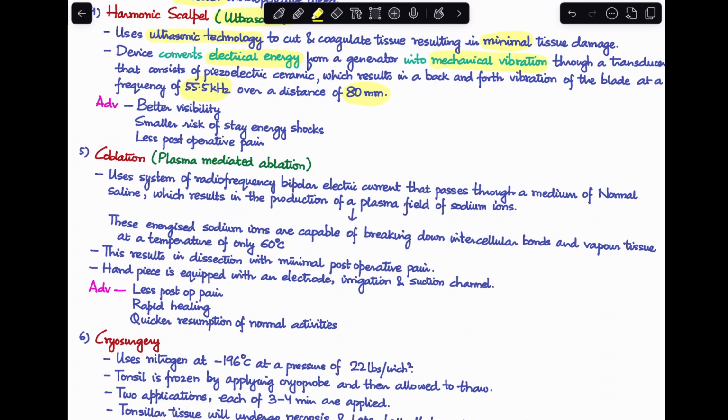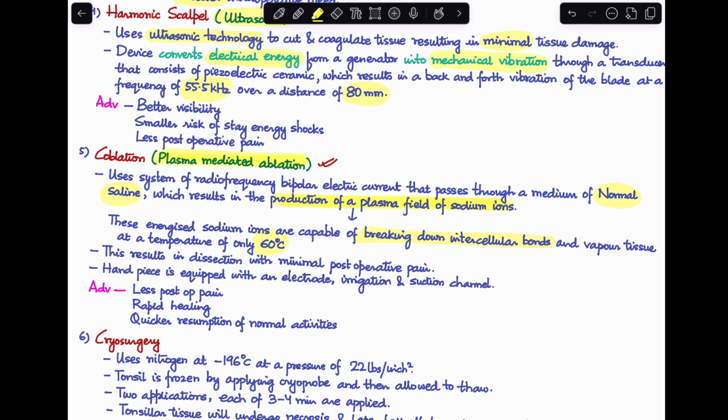Next cold method is coblation, which is a very up and coming method and it is very popularly used nowadays. This is also known as plasma mediated ablation. What do we do here? Here, it uses a system of radiofrequency bipolar electric current that passes through a medium of normal saline. It's important to remember the medium here, and this results in the production of a plasma field of sodium ions. These energized sodium ions that are produced are capable of breaking down intercellular bonds and vaporize the tissue at a temperature of only 60 degrees.